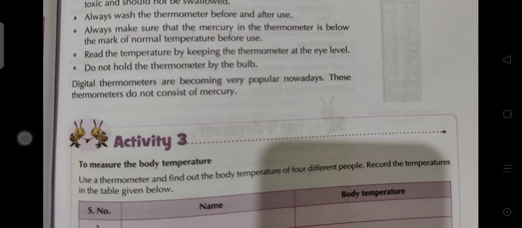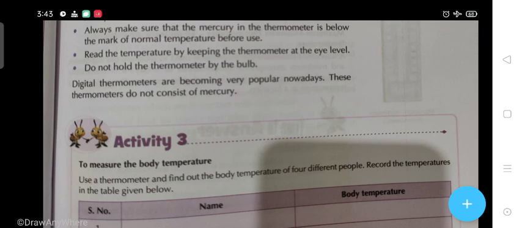Now students, there are different types of thermometer, because nowadays digital thermometers are being used, and digital thermometers are very popular nowadays. These thermometers do not consist of mercury, and mercury is what? Toxic. That's why this is very popular.